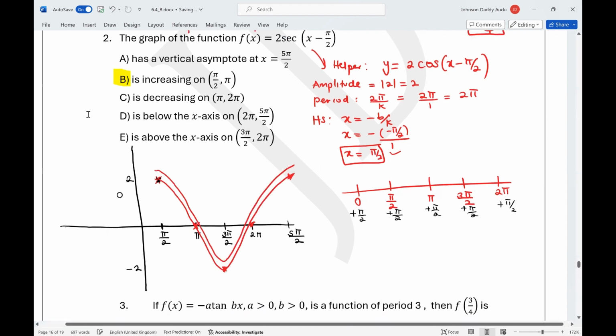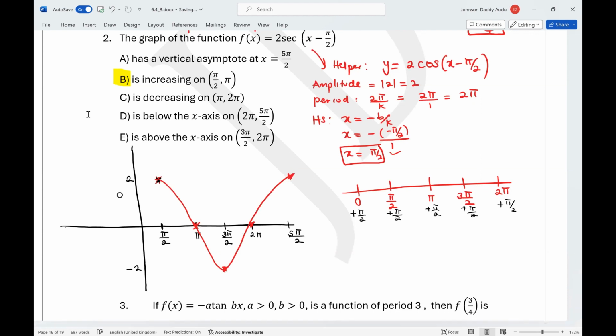Okay. Now, if you look at this, you'll see that we will have our vertical asymptote at where? The vertical asymptote would be at the zeros, right? The vertical asymptote will be at the zeros. So let's see it now. This will be the vertical asymptote.